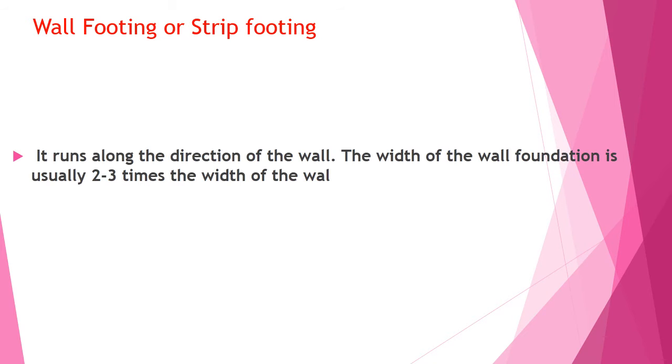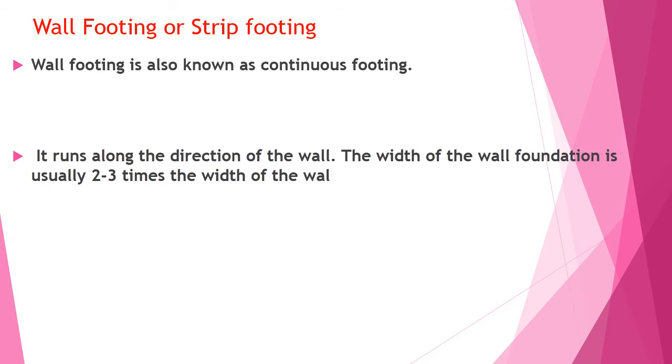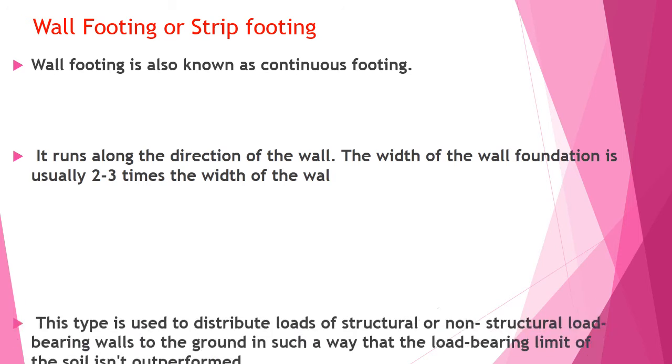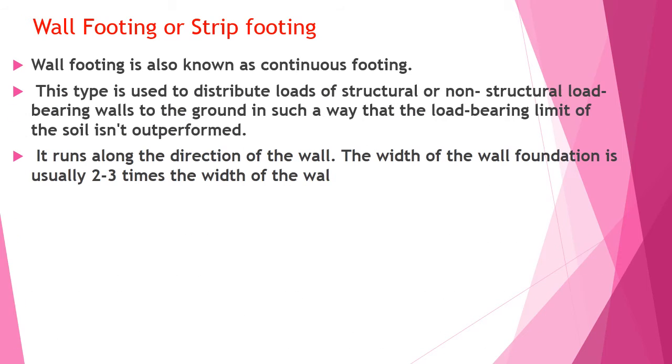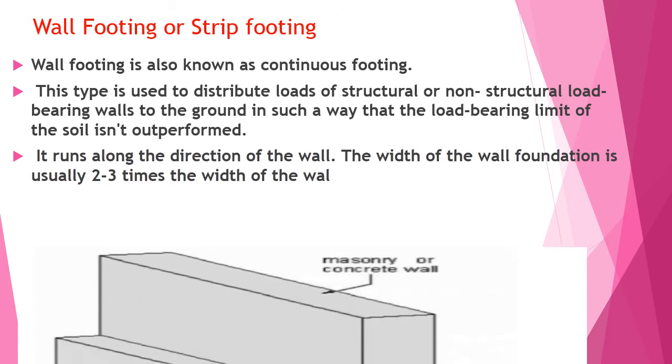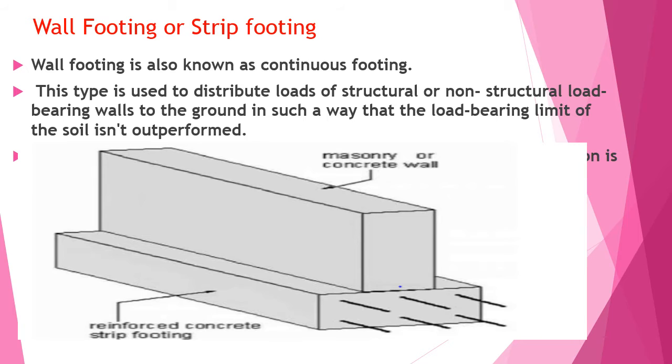Wall footings are also known as strip footings. Wall footing is also known as continuous footing. This type is used to distribute the load of structural or non-structural load-bearing walls to the ground in such a way that the load-bearing capacity of the soil isn't exceeded. It runs along the direction of the wall. The width of the wall foundation is usually 2 to 3 times the width of the wall. The wall footing is shown below.